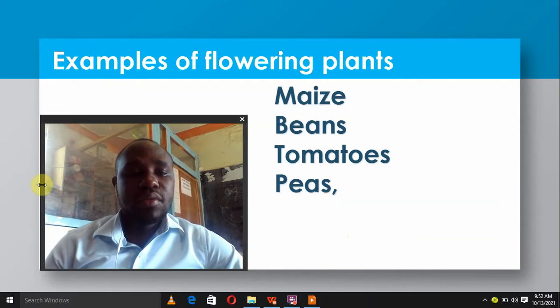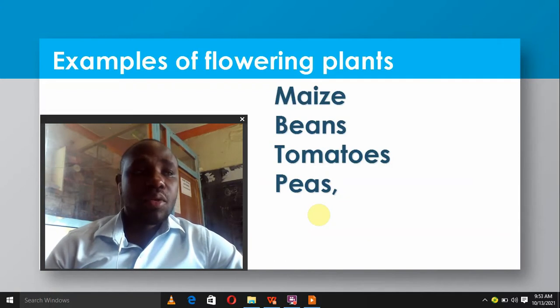It is from these flowers that they reproduce, since all living organisms reproduce. Mainly, most of the plants reproduce by means of seeds, and these seeds are gotten from flowers. Therefore, the flowering plants reproduce by means of what? Of seeds. The examples I've named a few: maize, beans, tomatoes, and peas.